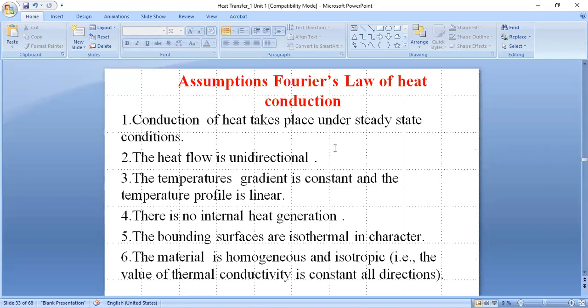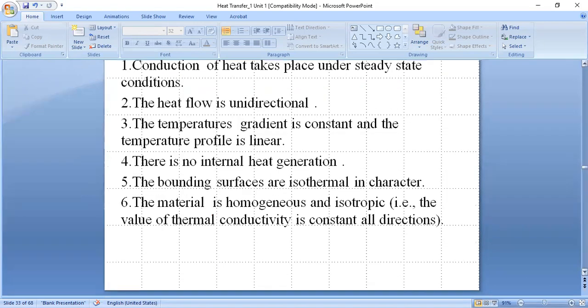Conduction of heat takes place under steady state conditions. The heat flow is unidirectional. The temperature gradient is constant, and the temperature profile is linear. There is no internal heat generation. The bounding surfaces are isothermal in character. The material is homogeneous and isotropic. The value of thermal conductivity is constant in all the directions. These are the assumptions of Fourier law of heat conduction.